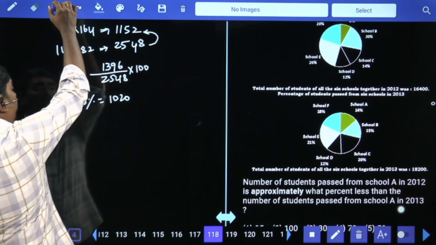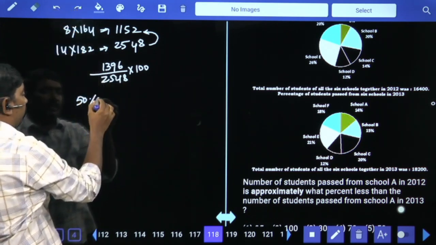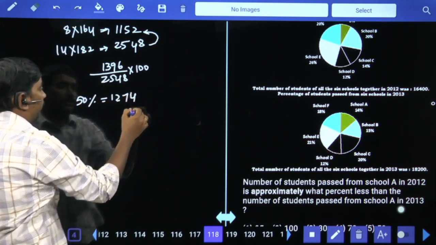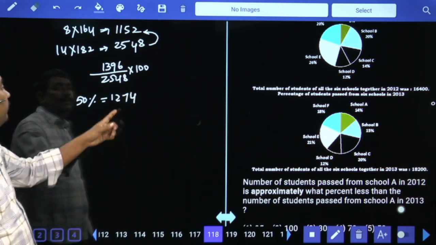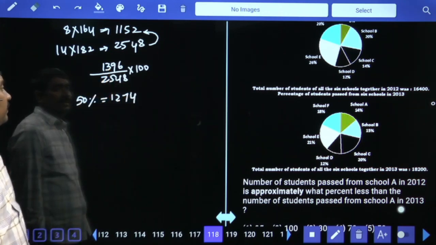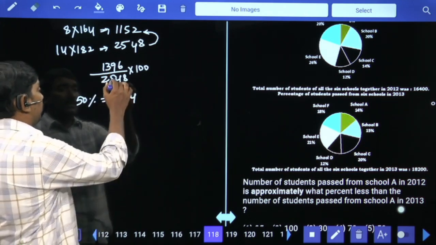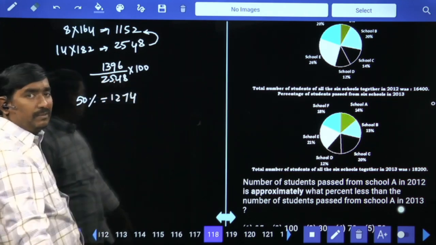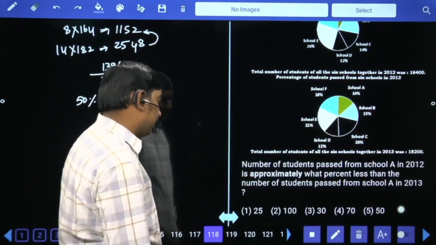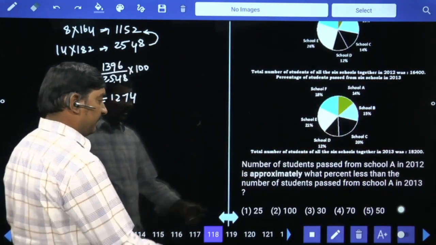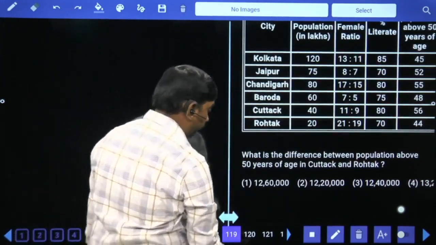So take 50%, in denominator half, 50%, 1274. But I require 1396, means still I require 122. 122 means 1% value is 25, 5% value is 125. Approximately 55%, nearby 55. So we can say 50%. Next.